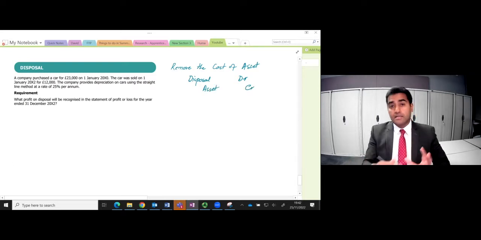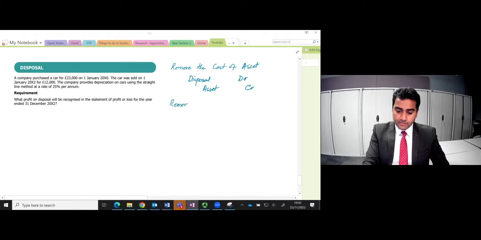The second thing is to remove the accumulated depreciation from the accumulated depreciation account and transfer that into the disposal account. We remove the accumulated depreciation of that asset which has been disposed of, and the accumulated depreciation account will be debit and the disposal account will be credit.